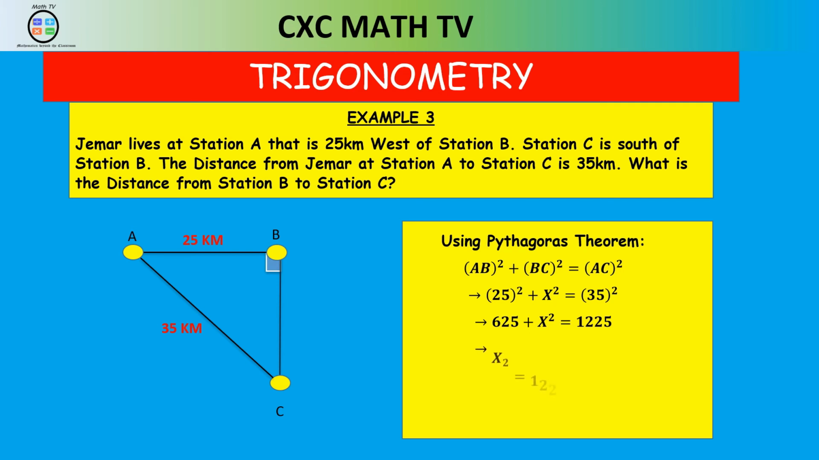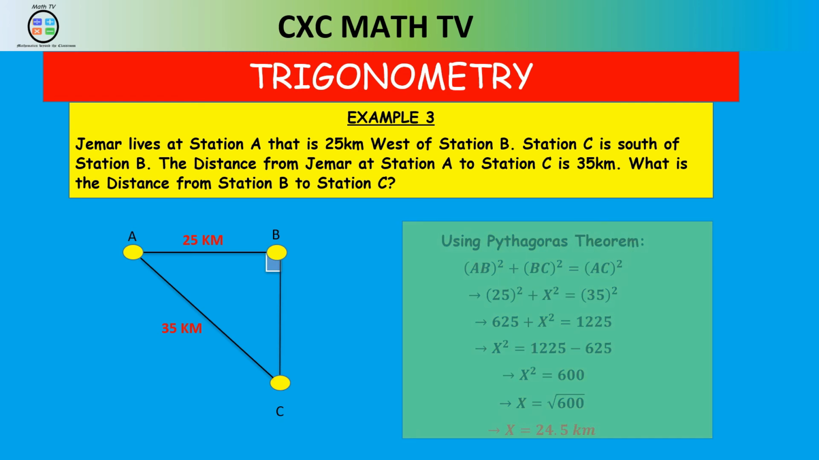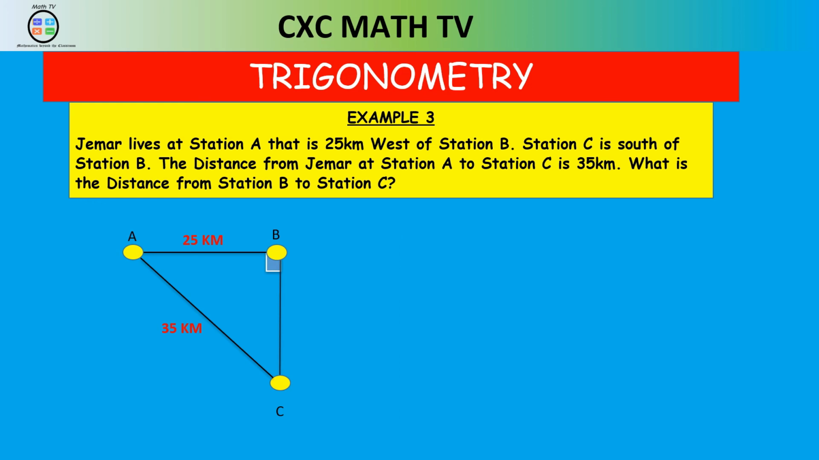So 25 squared plus x squared is 35 squared. 25 squared is 625, plus x squared, that's equal to 35 squared, which is 1225. So we make x squared the subject. So x squared is 1225 minus 625. So x squared is 600. And so x is going to be the square root of 600, and the square root of 600 is 24.5 kilometers. So that means that the distance from station B to station C is 24.5 kilometers. Nice. That's a real life question right there. That's a worded problem. Nice.